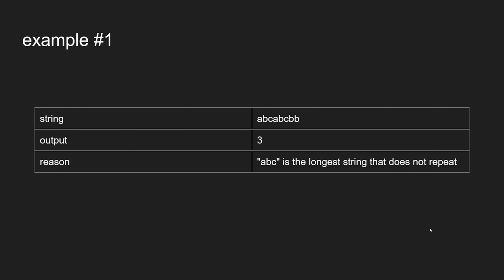So the first example is this string of 8 characters, so ABC, ABC, BB. And the output should be 3, because ABC is the longest string that does not repeat. And ABCA is not a valid string because the A's are repeating.